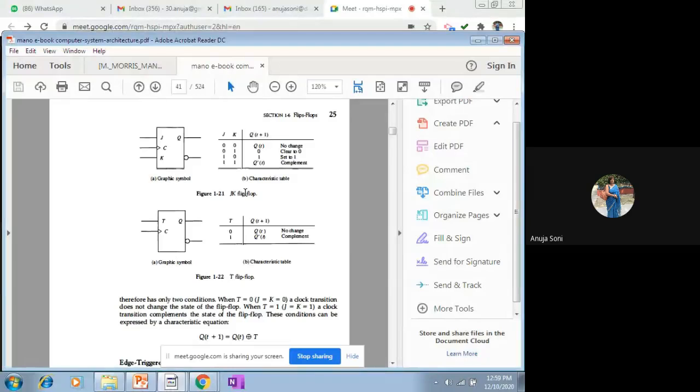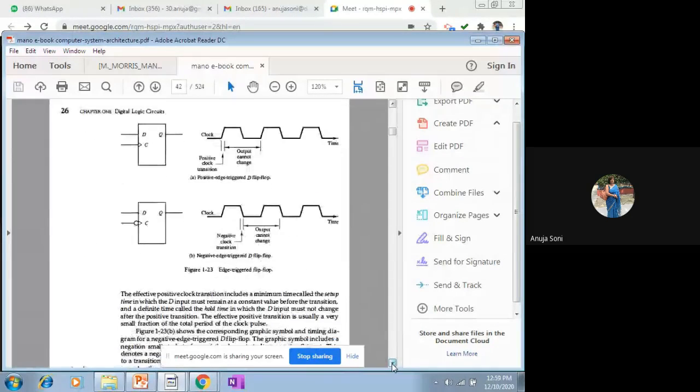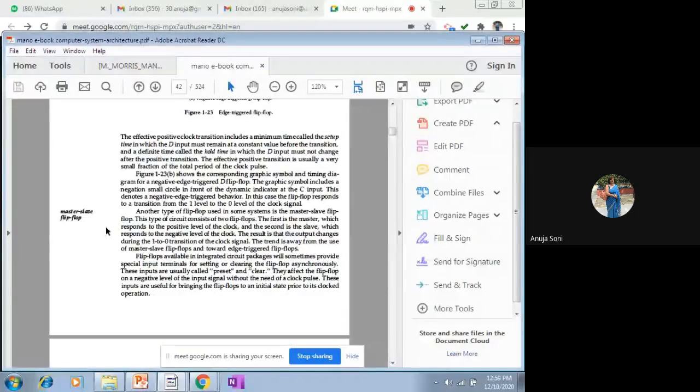you are studying the concept of all the kinds of flip flops. Now I am coming to the one-line definition of the master slave flip flop. For the master slave flip flop only one definition is there. Another type of flip flop used in some systems is the master slave flip flop. This type of circuit consists of two flip flops. The first is called the master, which responds to the positive level of the clock, and the second is the slave, which responds to the negative level of the clock.